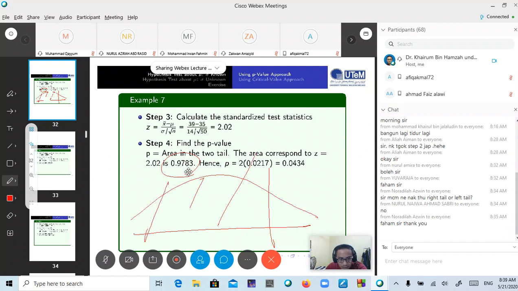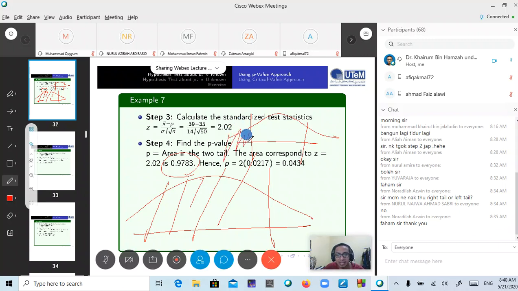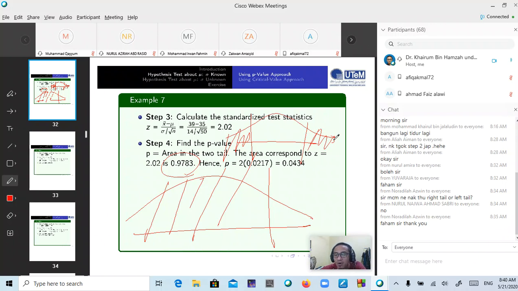Yang awak nak cari hanyalah tepi je. Tengah tak nak. That's why kita kena buat 1 minus 0.9783. So, awak akan dapat 0.0217. Okay. And then times by 2, sebab dia ada both side. Sini dengan sini. Boleh? Faham macam mana nak cari two-tail for value of P?